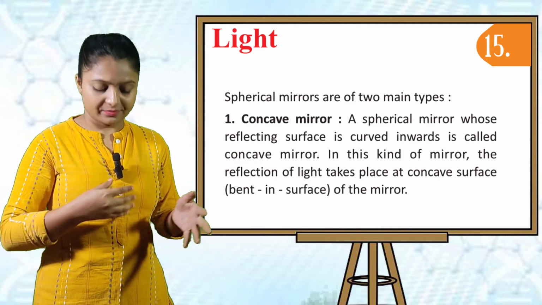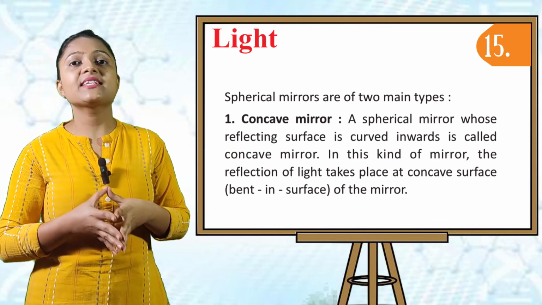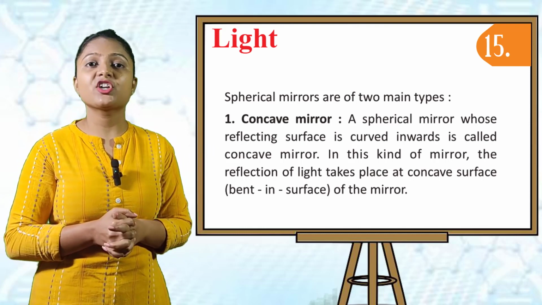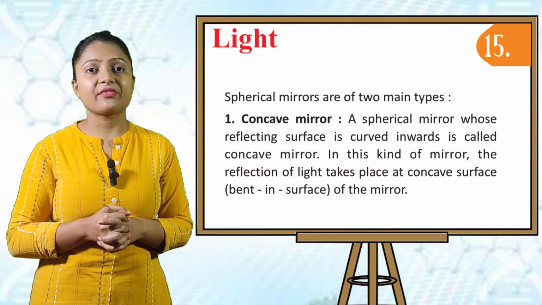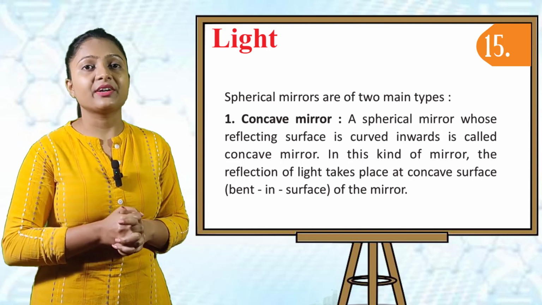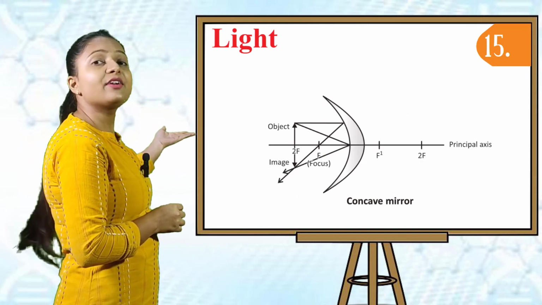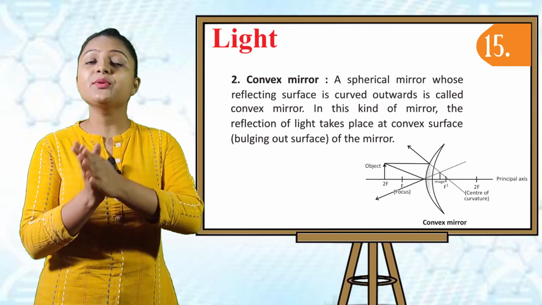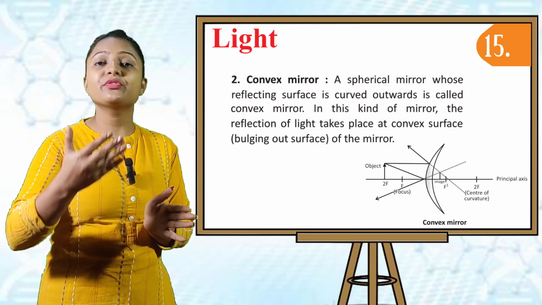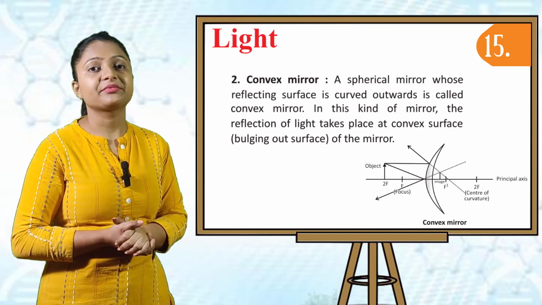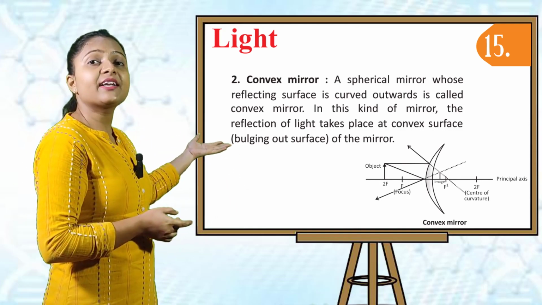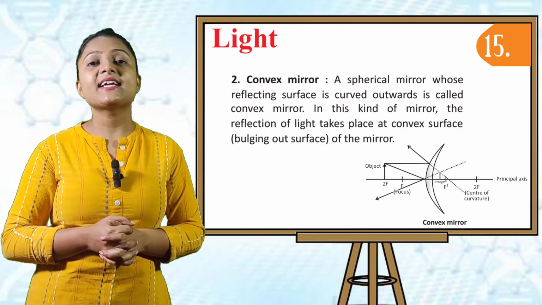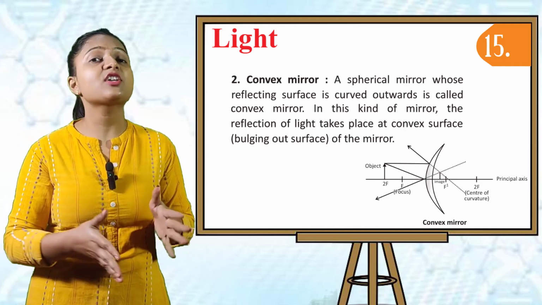First, concave mirror. A spherical mirror whose reflecting surface is curved inwards is called concave mirror. In this kind of mirror, the reflection of light takes place at concave surface, the bent-in surface of the mirror. Here you can see a light falling on a concave mirror. Number 2, convex mirror. A spherical mirror whose reflecting surface is curved outwards is called convex mirror. Here you can see light reflecting from a convex mirror. In this kind of mirror, the reflection of light takes place at convex surface, the bulging out surface of the mirror.